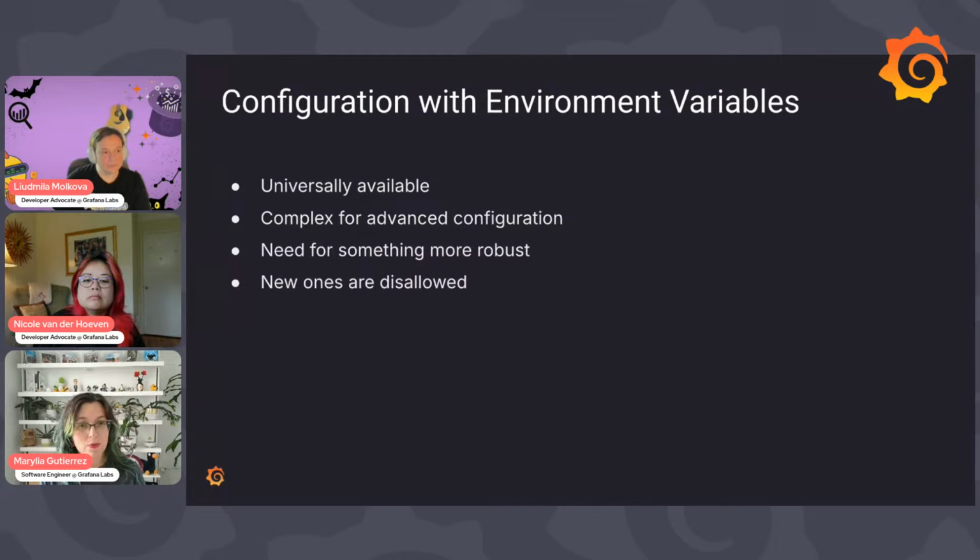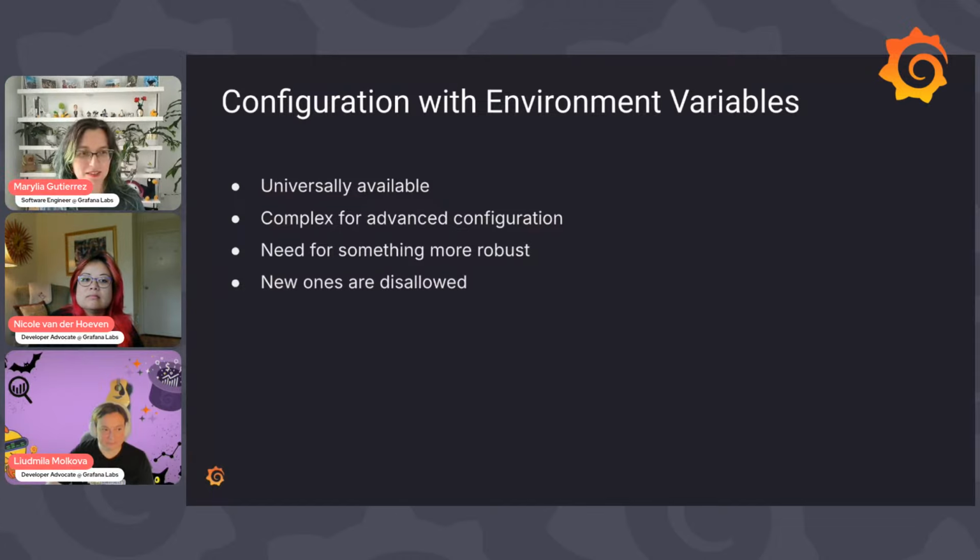But the problem now is that we want some really advanced configuration, so we need something complex that can handle this. We also need something more robust. So that became the idea of declarative configuration. And to make that possible, we are now disallowing any new environment variables. Otherwise, we're going to be in this constant catching up, adding things while things are still getting added to the environment variables. So we're putting a pause on environment variables and making things work for the configurations.